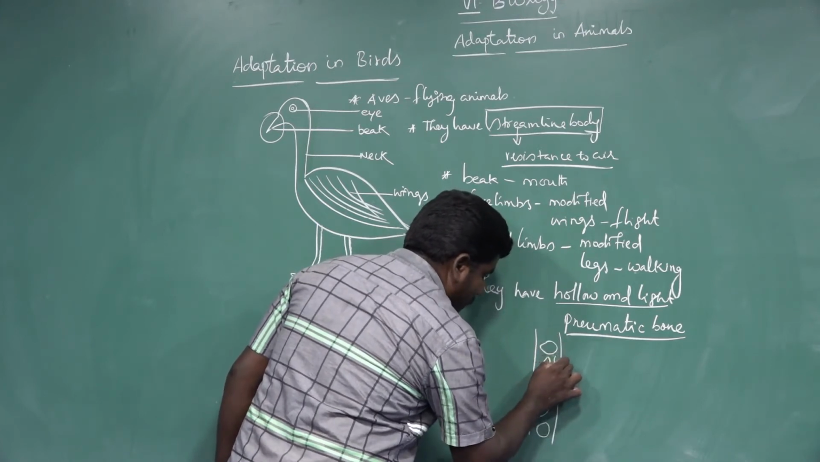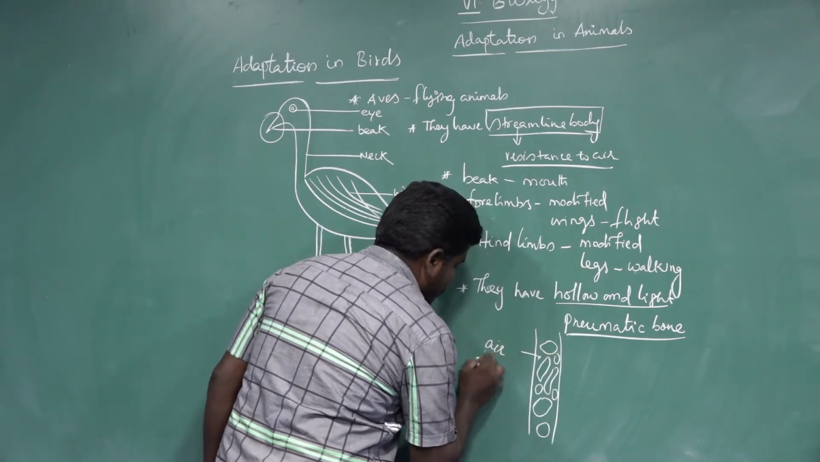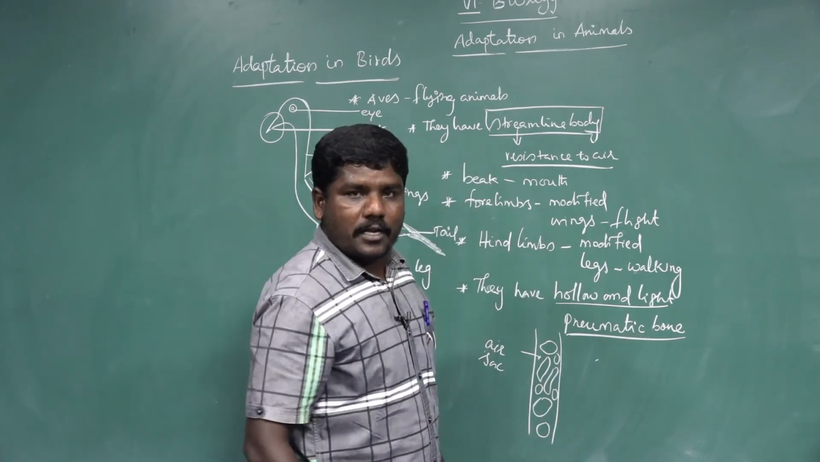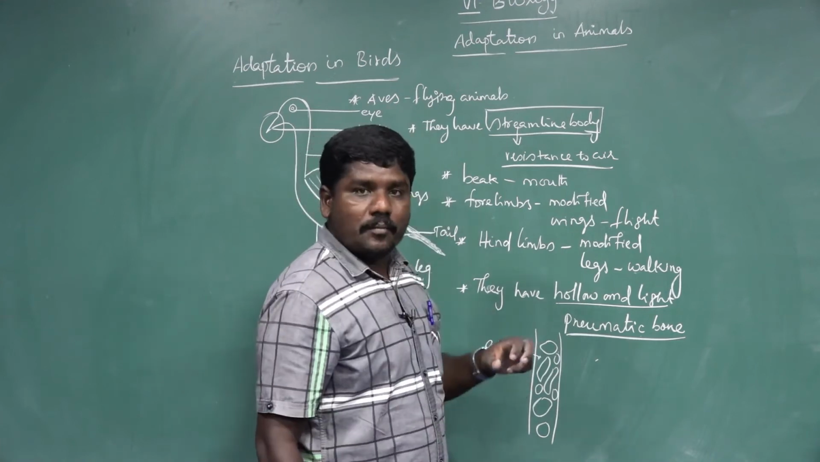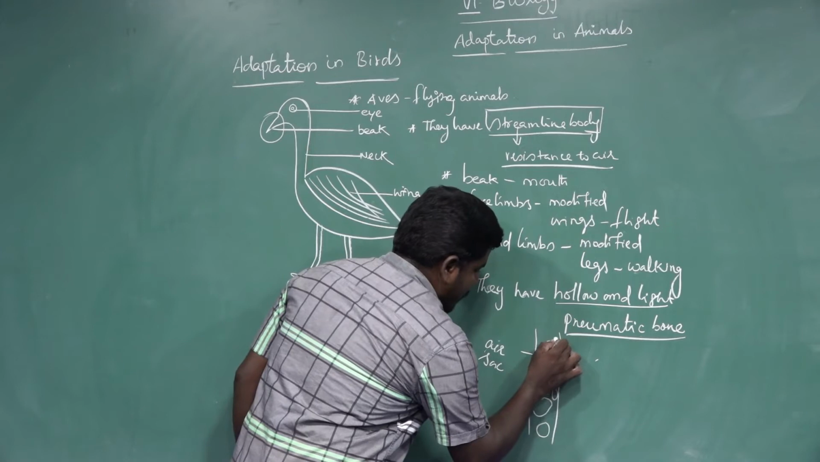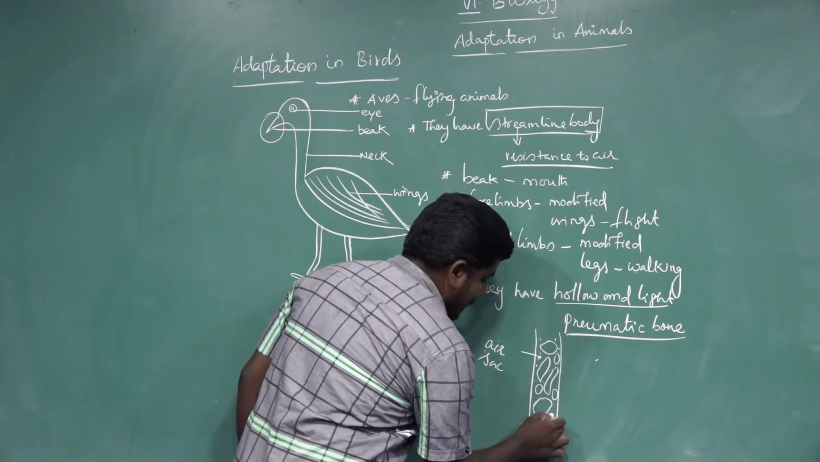Between the gaps of cartilages are air sacs. So that is a pneumatic bone. These pneumatic bones are present only in Aves, especially birds. Go on. So this one is the cartilages. Between the cartilages are many air sacs.